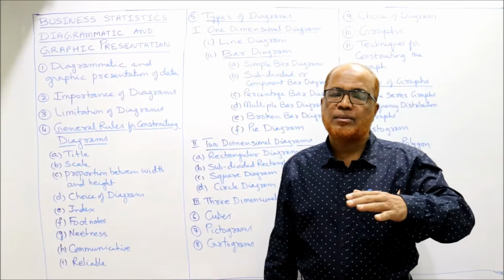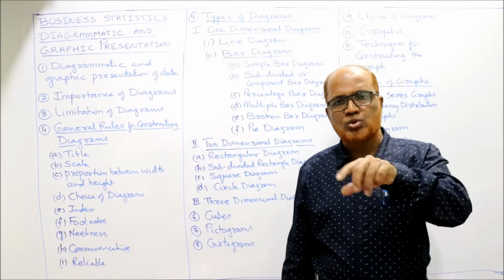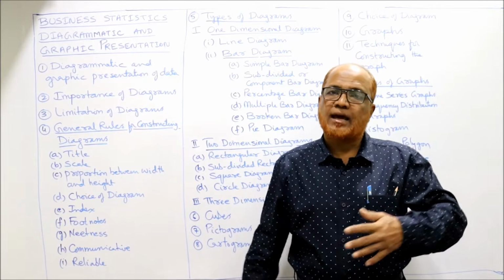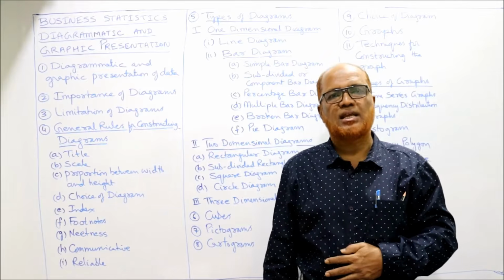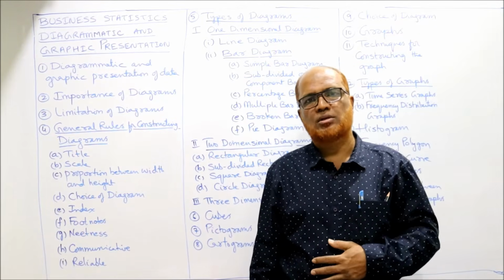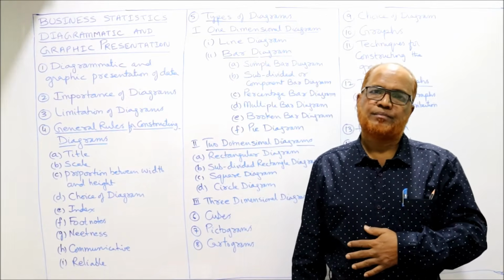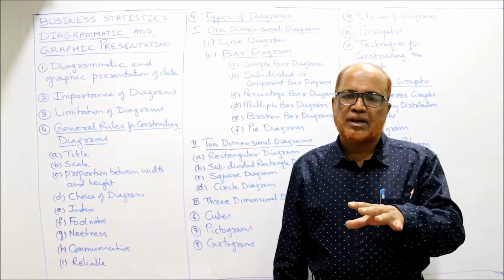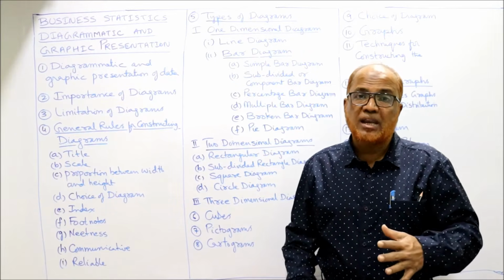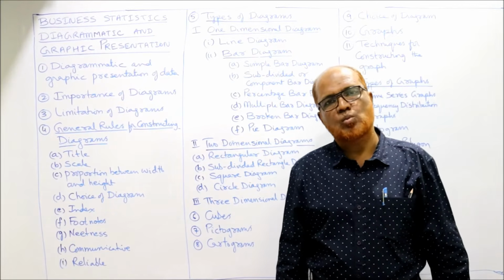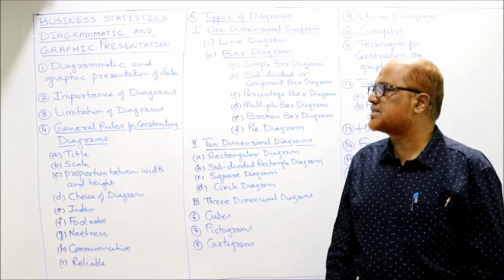And diagrams can be more comparable. Once we make a diagram, we can compare it with another. Diagrams are universal. There are many diagrams and pictures which are universal in nature; throughout the world they are used. Similarly, it is cost effective and time effective. Making these diagrams and pictures will save your time, cost, and effort. So many advantages are there of diagrams. That's why diagrams are very, very important in statistics.